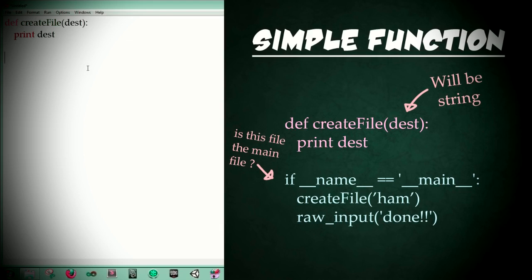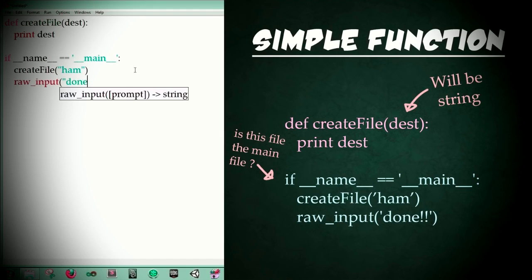And now we're going to do something kind of strange. Bear with me. I'm going to type if underscore underscore name underscore underscore is equal to, and that's an equal to check, so there's two equals, single quotation mark, underscore underscore main underscore underscore, in the quotations, colon. Now, what this line is doing is saying, hey, if the file name is equal to main, or if this file is the main file that's being run, following that, we're going to go ahead and call the function that we created above. So type create file, open parentheses, type ham, because I love ham, and then close the parentheses and quotations, enter, and then we're going to end the file by typing in raw underscore input, open parentheses, open quotations, type done with a few exclamation points, in quotes, in parentheses, enter, save.